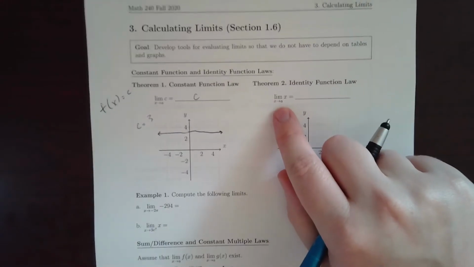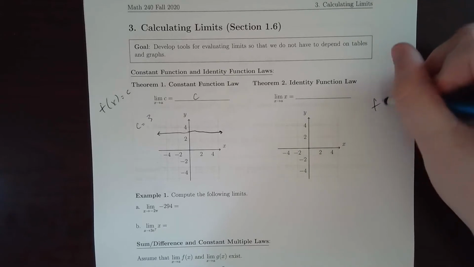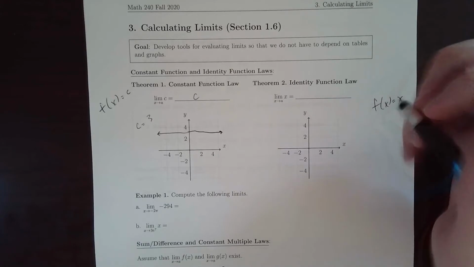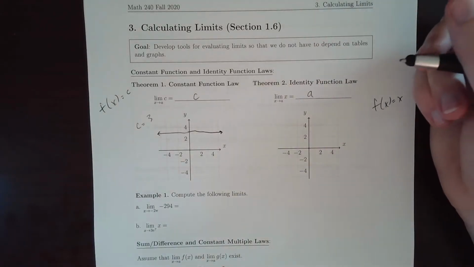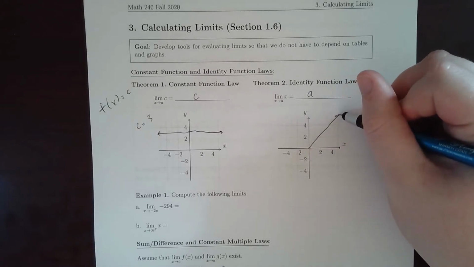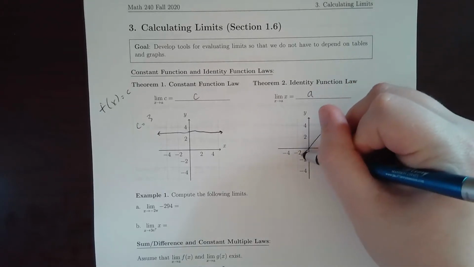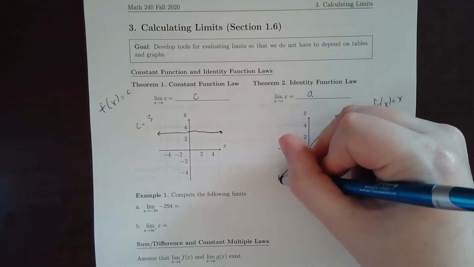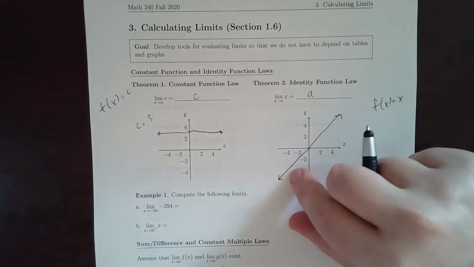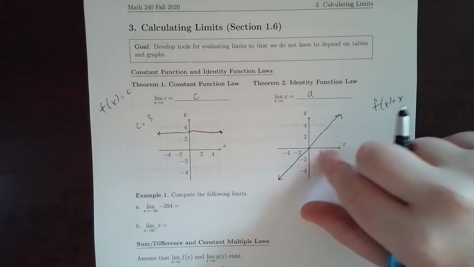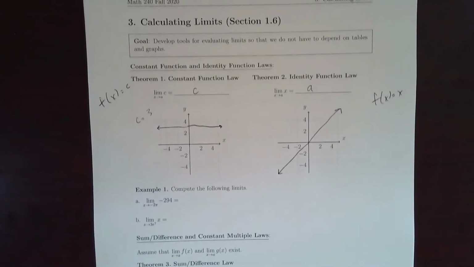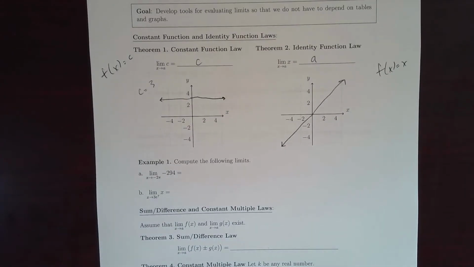Now if we're looking at something where our function f of x is just equal to x, the limit as x approaches a of x is going to simply be a. So again, if we have this line y equals x that we're looking at, there are no weird things that are going to happen here. Any point that we look at, the x value will also be the y value, or the f of x value.